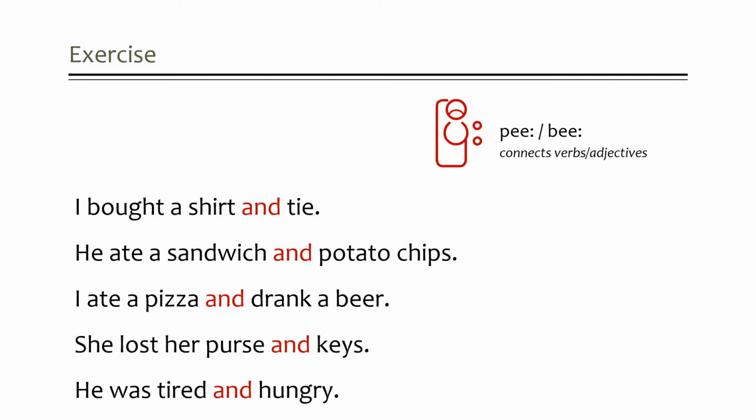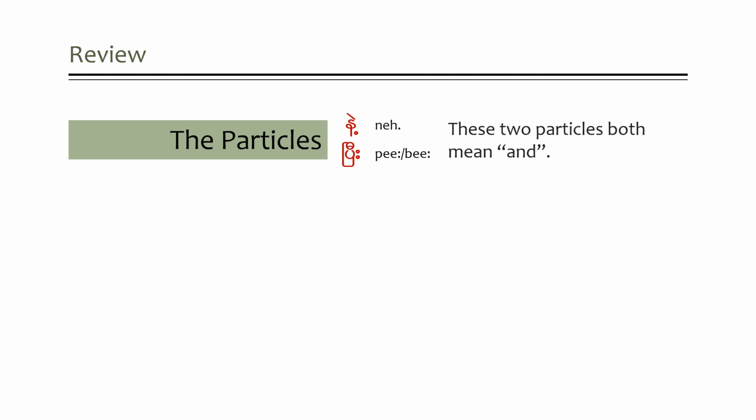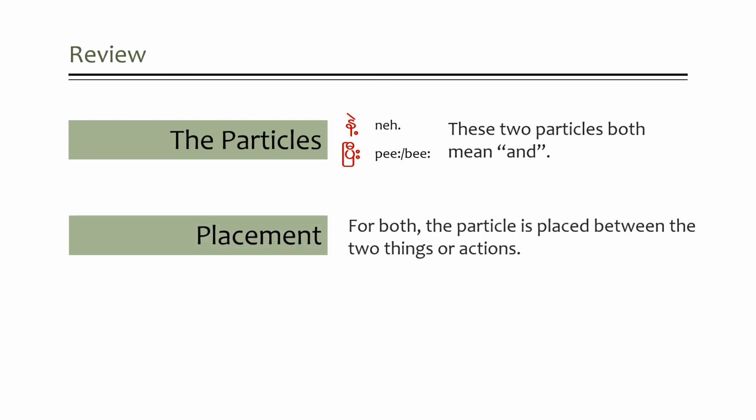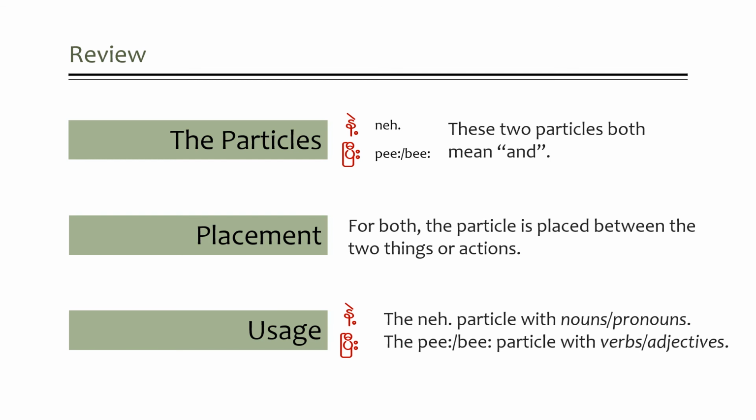Now let's review this lesson. In the way of review then, the two particles that are used for the English word and are ne and pi or bi. These two particles both mean and. Now they're placed in a sentence in basically the same position as in English. Here's the difference between the two. The first particle, ne, is used with nouns and pronouns. Pi is the particle used with verbs and adjectives. And that'll do it for this lesson.